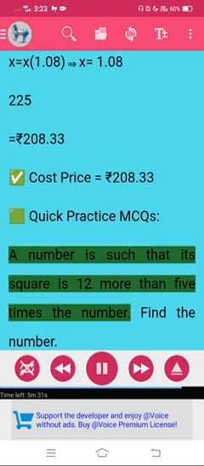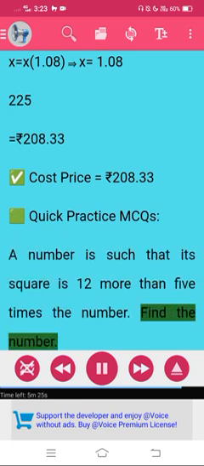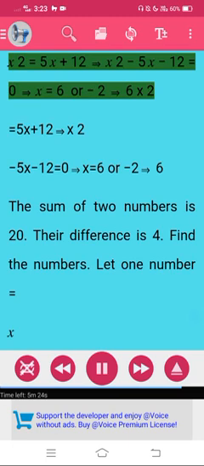Quick practice MCQs. A number is such that its square is 12 more than 5 times the number. Find the number. x squared equals 5x plus 12. Rightwards double arrow x squared minus 5x minus 12 equals 0. Rightwards double arrow x equals 6 or minus 2.